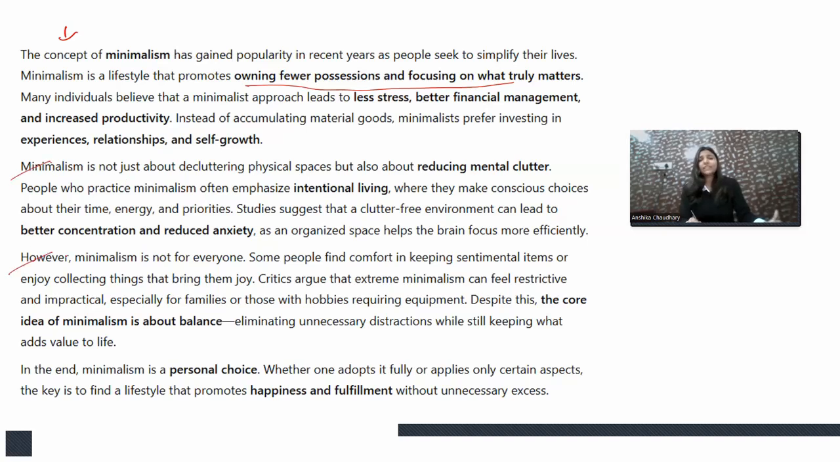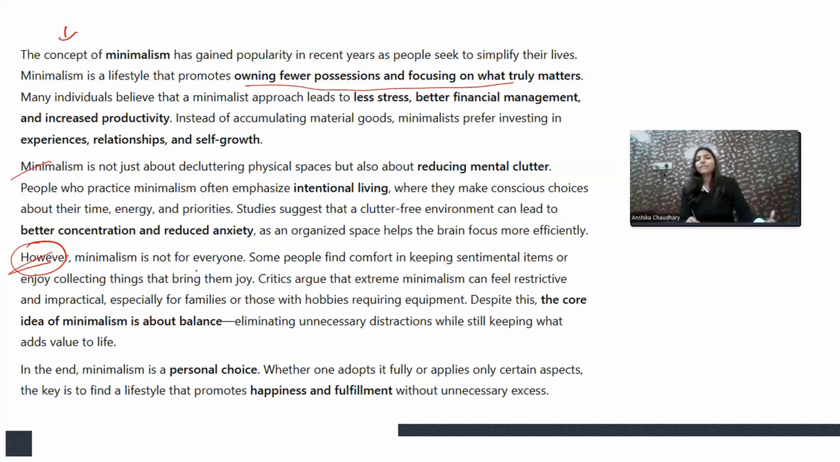The second and the third paragraph, we will read just two lines and we will focus on the last paragraph. Minimalism is not just about decluttering physical spaces, but also about reducing mental clutter. People who practice minimalism often emphasize intentional living, where they make conscious choices about their time, energy, and priorities. Coming here, "however" is a keyword that we should look for, because it is a kind of contradictory signal.